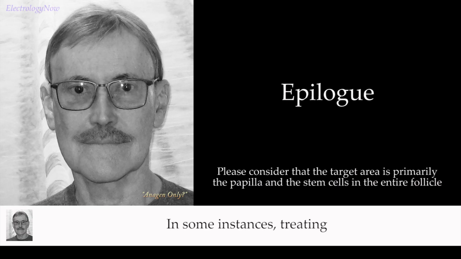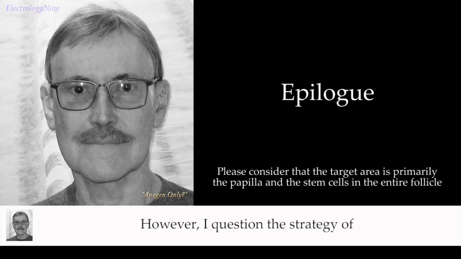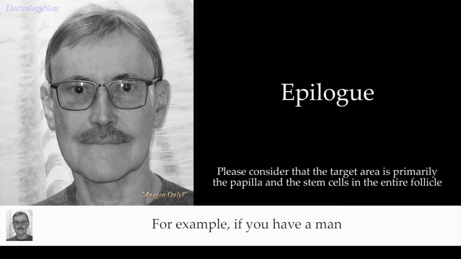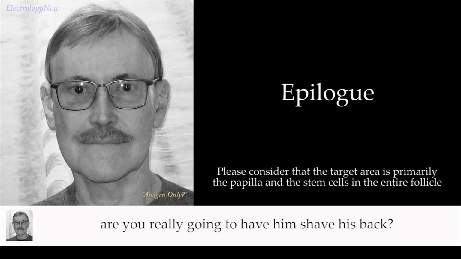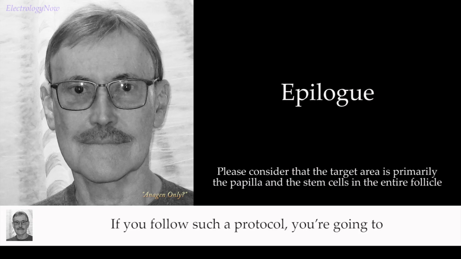In some instances, treating early anagen hairs makes sense. For example, if a person has distorted follicles, the early anagen follicles are straight, so it makes sense to zap them in the early stage. However, I question the strategy of anagen only and pre-shaving in all cases. For example, if you have a man with a hairy back, are you really going to have him shave his back and only allow a few days growth? If you follow such a protocol, you're going to extend the total treatment duration by months, even years.